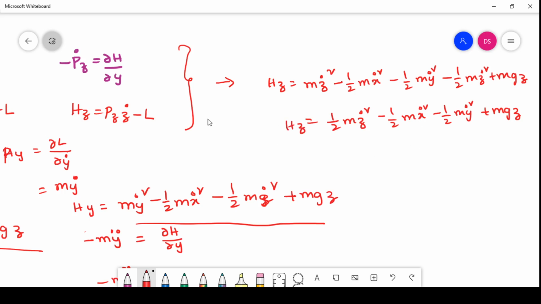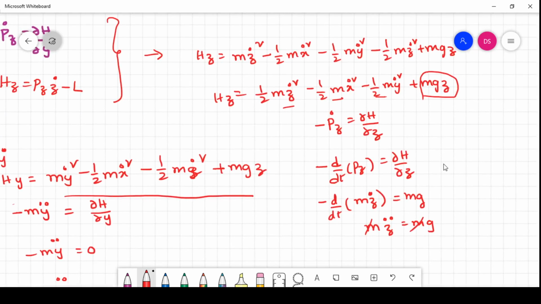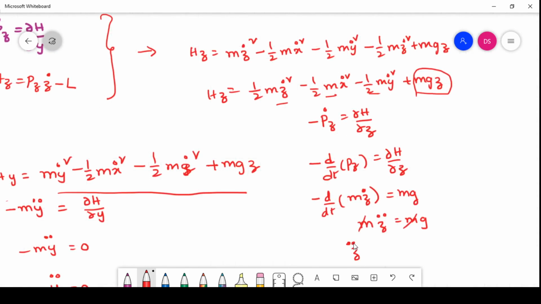Now if you apply this into the equation of motion, then minus pz dot is equal to dou H by dou z. So what is minus pz dot? Minus d by dt of pz is equal to dou H by dou z. Minus d by dt of pz is nothing but m into z dot, from pz is equal to dou L by dou z dot; from that we obtained m z dot. If you apply this to the Hamilton's function, here we get 0, 0, 0. Only the z term is there, so we will get only mg. So we got m z double dot is equal to mg. The m cancels, and we got z double dot is equal to g.